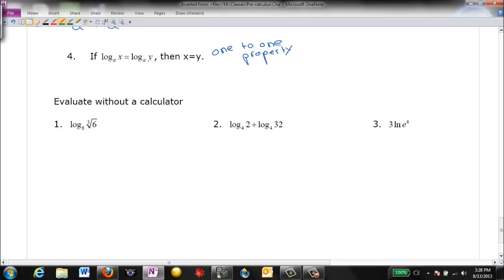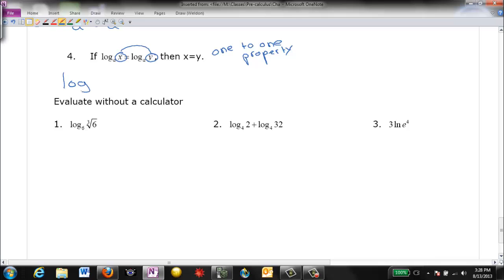And this is going to be very handy in solving logarithmic equations. If we have a log base a of x equal to a log base a of y, so if I have a log expression on the left-hand side of an equal sign and a log expression on the right-hand side, as long as they have the same base, we can take what's inside of those two logarithms. So I can take this x and this y, and I can set those equal to each other.